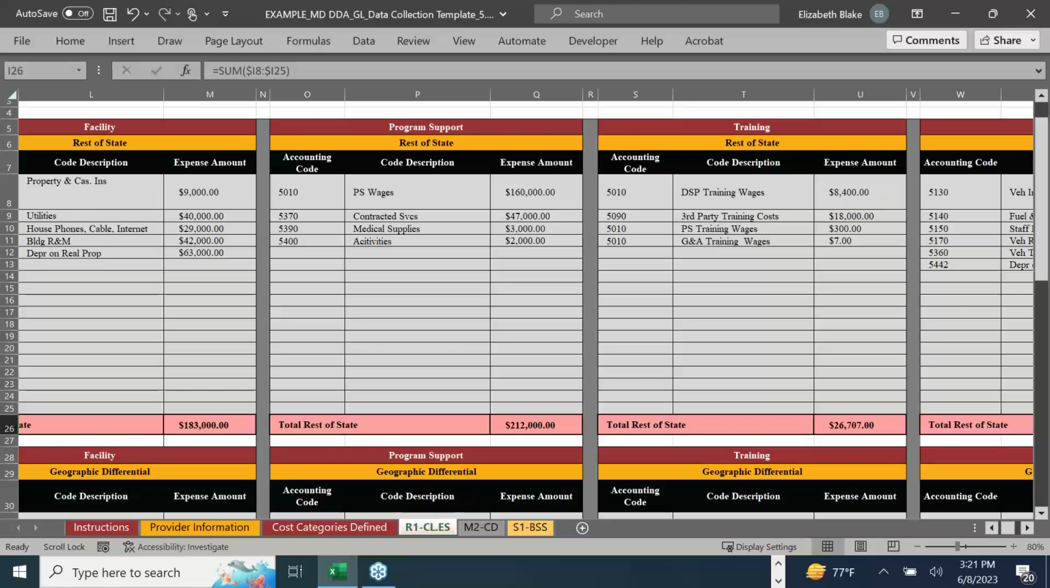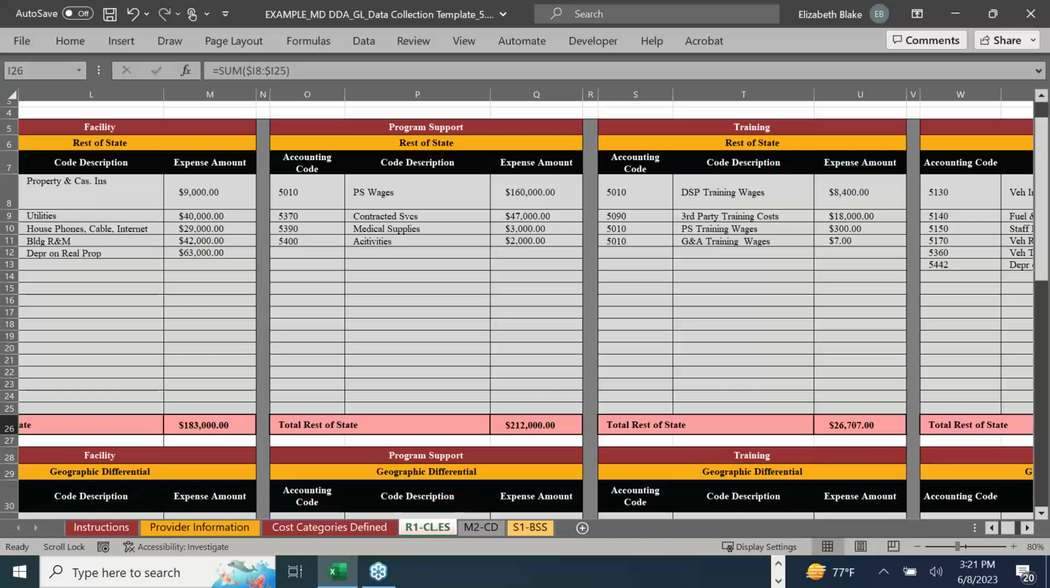And this is where you're going to want to enter any costs required to provide services that are specific to the program. So in the program supports category, we're looking for things such as activity and supply costs, program support wages, cost of contracted services, medical supplies, and then IT expenses that are related to program support.